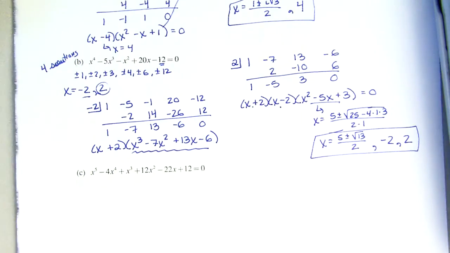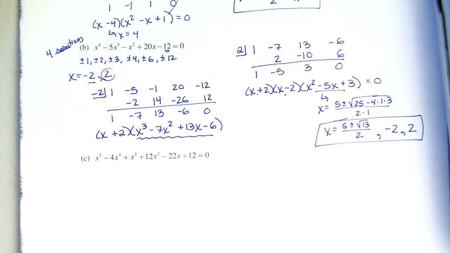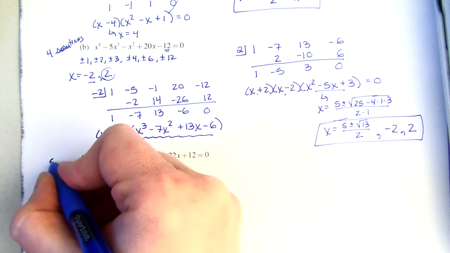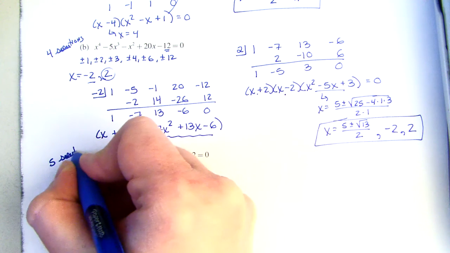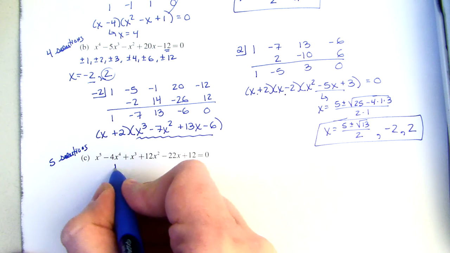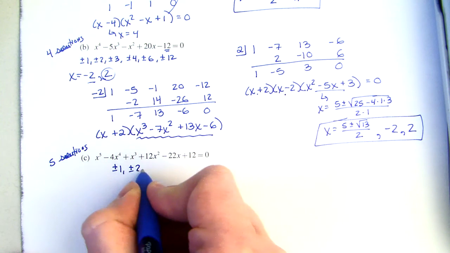One last problem. How many solutions in letter C? Should be 5 solutions. All the possible integer solutions are the same as letter B.